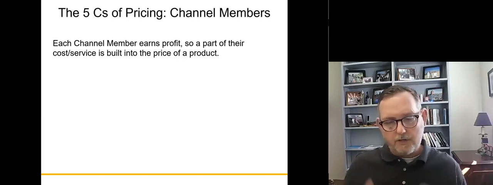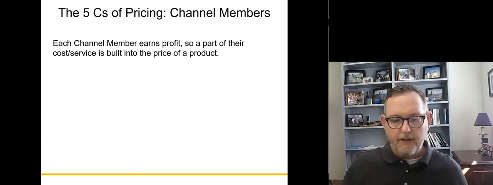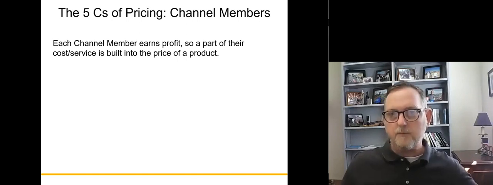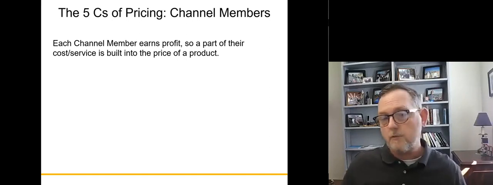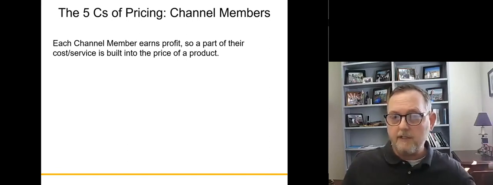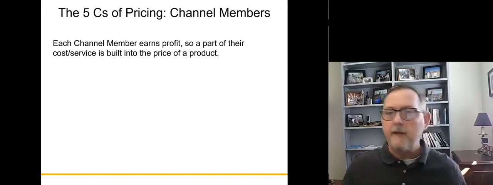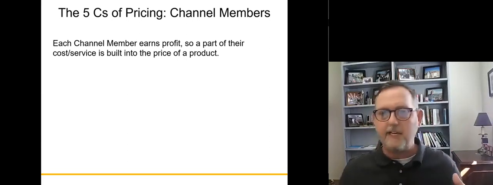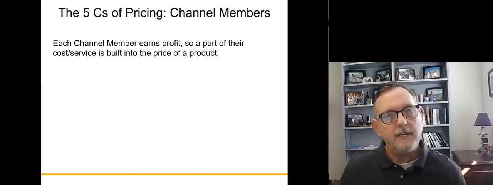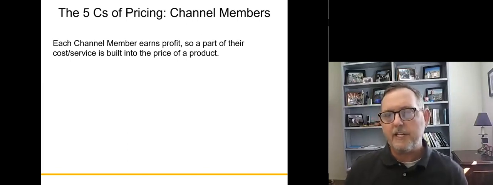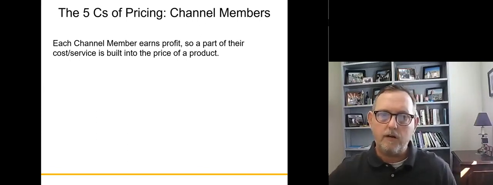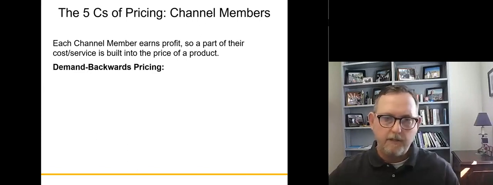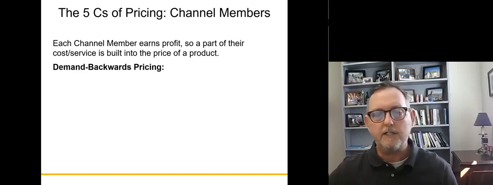Does that make sense? So in other words, the customer sees the price on the shelf, but that money they pay doesn't go entirely to the producer. Some goes to the retailer, some goes to the wholesaler, some goes to the trucking company, some goes to all the different businesses that had a role in bringing that product to the end user. So that's this idea of channel pricing, or in this case, demand backwards pricing.